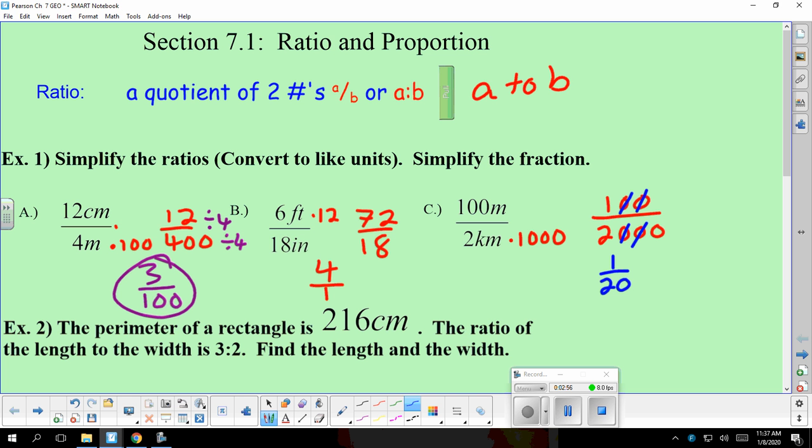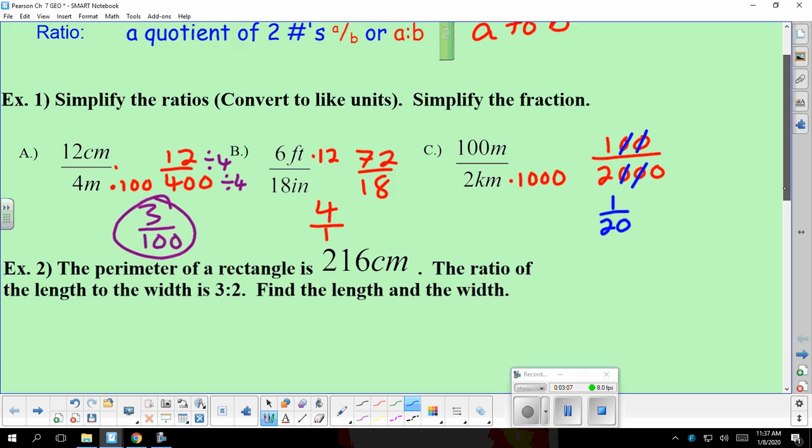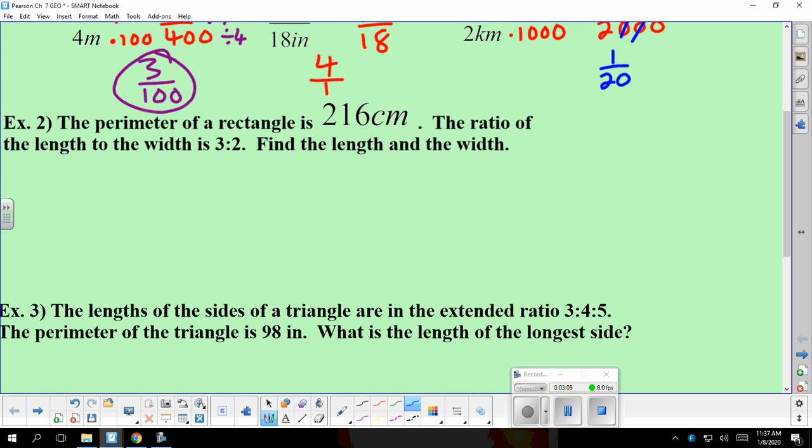All right, so now these applied types of problems in dealing with ratios. I'm given the perimeter of a rectangle is 216 centimeters. The ratio of the length to the width is 3 to 2. Find the length and the width. The way I set up each of these problems is I need to solve a problem to find a factor that I can multiply by 3 and multiply by 2.